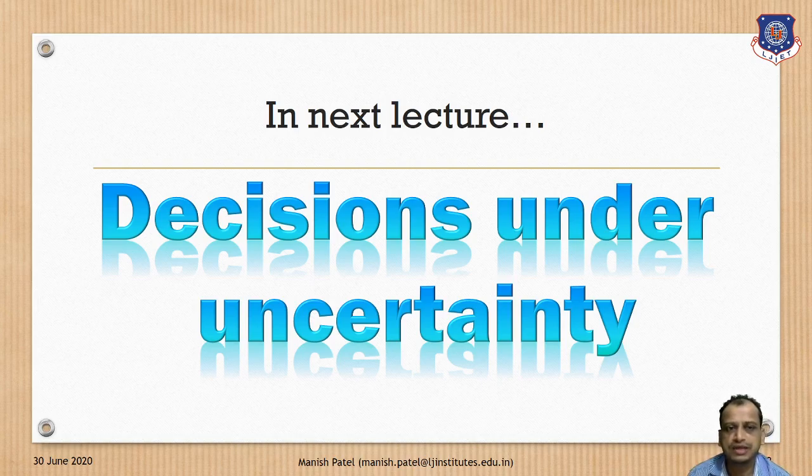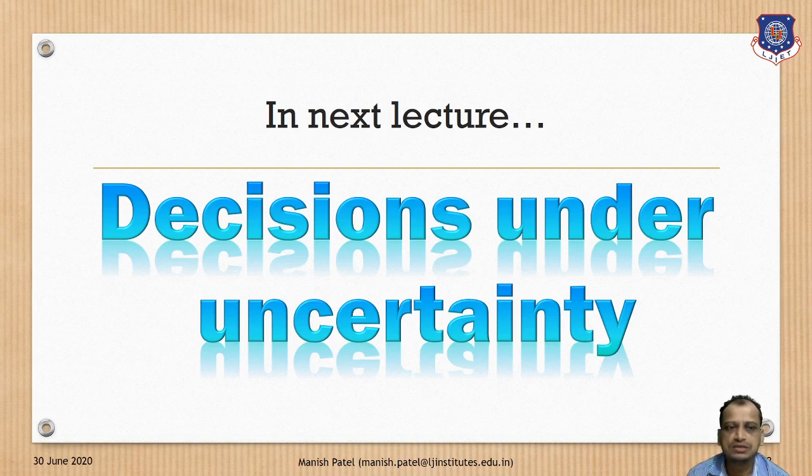In the next topic, we are going to look in more detail into decisions under uncertainty. So what is decision under uncertainty? In uncertainty, you do not know the probability of the outcomes or the states of nature. The decision maker doesn't know what will happen if he decides on certain choices, and the probability is also not known.